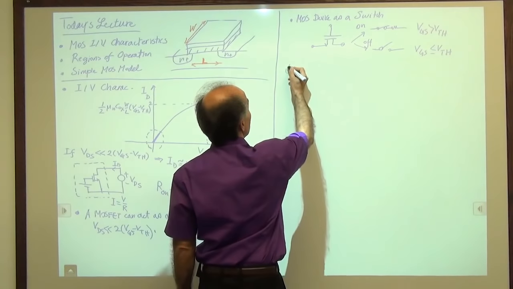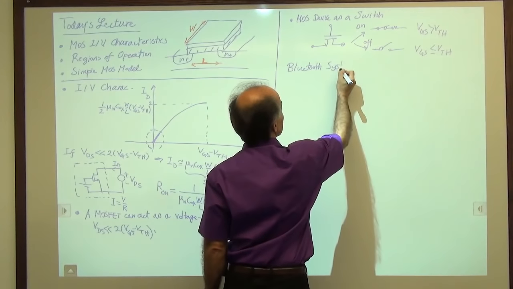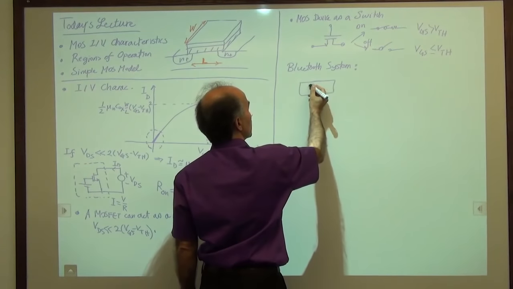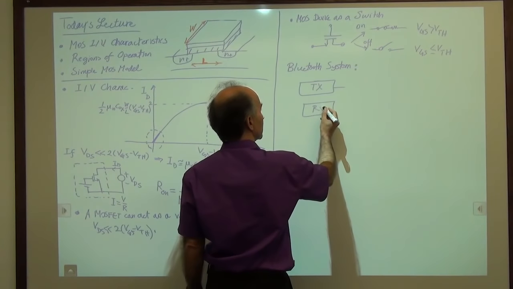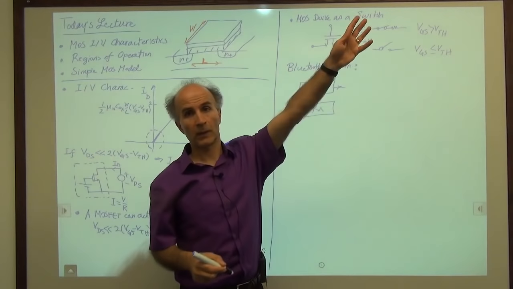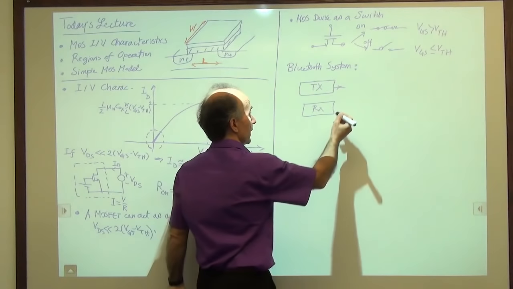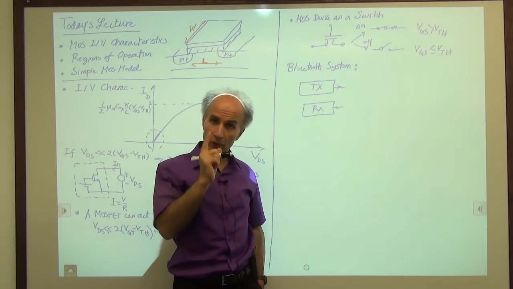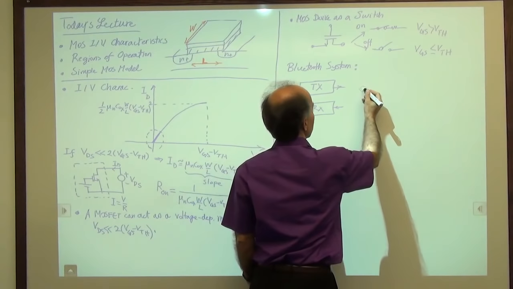All right, so here's a Bluetooth system. So the transmitter is usually denoted by TX, and the receiver is denoted by RX. So the signal comes out of the TX and goes to the antenna and goes away. And then when we are receiving a signal from someone else, it comes through the antenna and goes through the receiver. Now, in general, we have only one antenna for a Bluetooth device, one single antenna. So here's a single antenna.